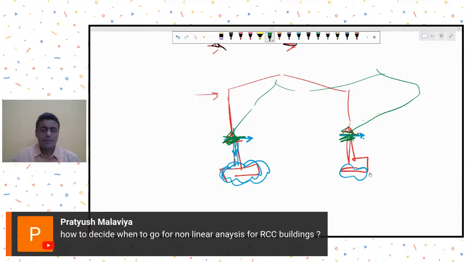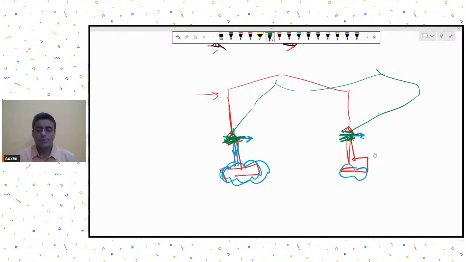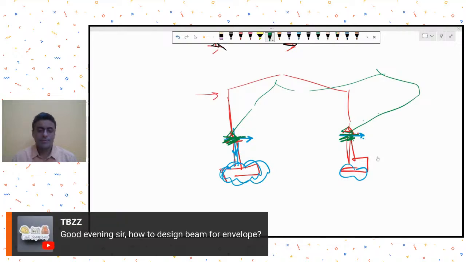good. Mr. Pratyush Malviya is asking how to decide when to go for nonlinear analysis for RCC buildings. I'm not sure. I don't know, because I have never done any sort of non-linear analysis in any of my previous projects. So I don't know.